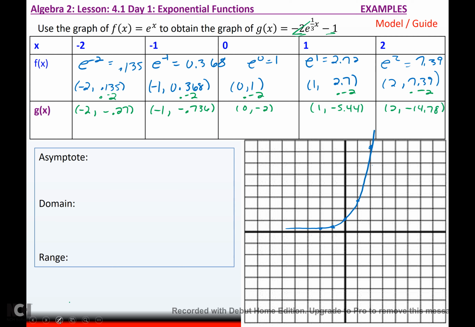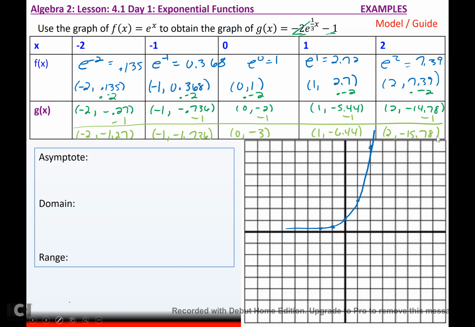That's done. So now we need to minus 1, minus 1, minus 1, minus 1, minus 1, minus 1. That's going to give me negative 0.27 minus 1. So that's going to be negative 2, negative 1.27. That's going to be negative 1, negative 1.736, 0, negative 3, 1, negative 6.44, 2, negative 15.78.